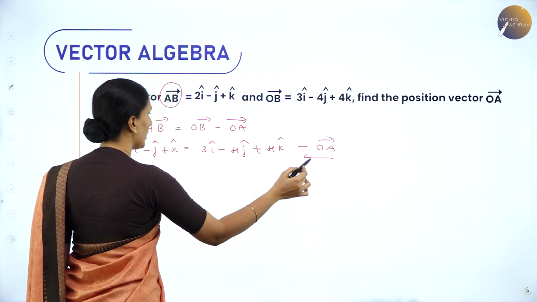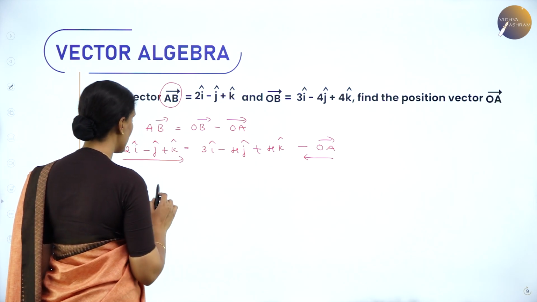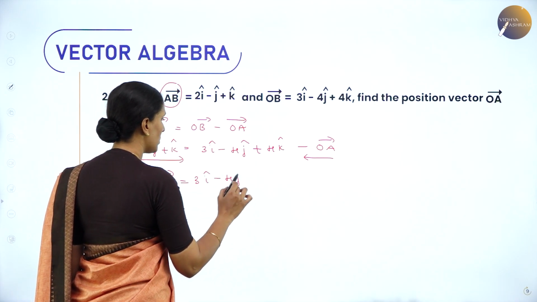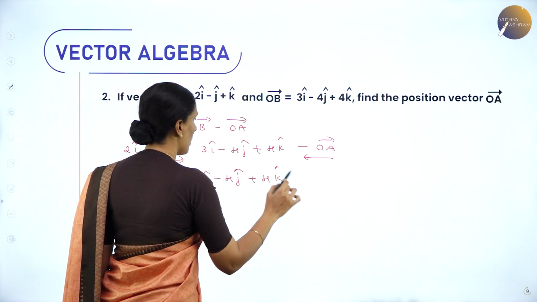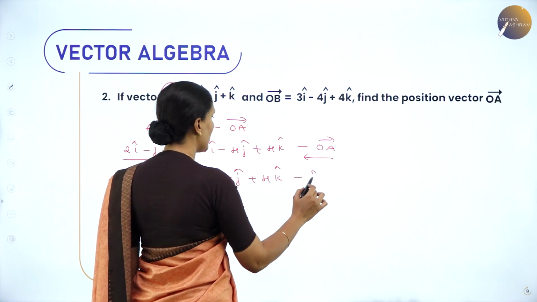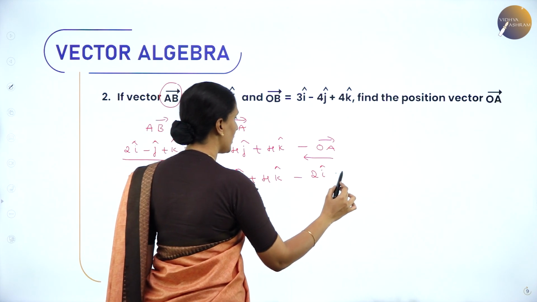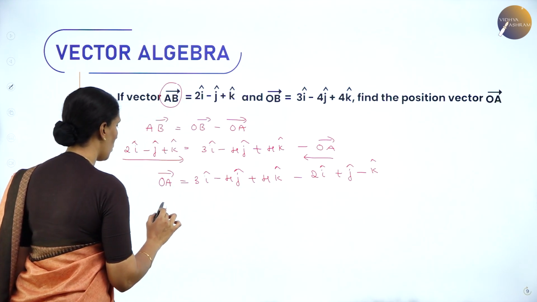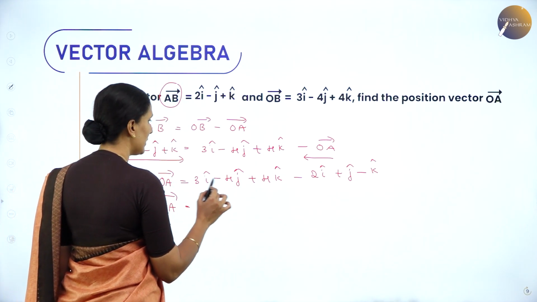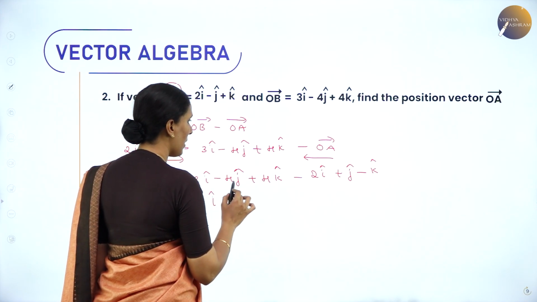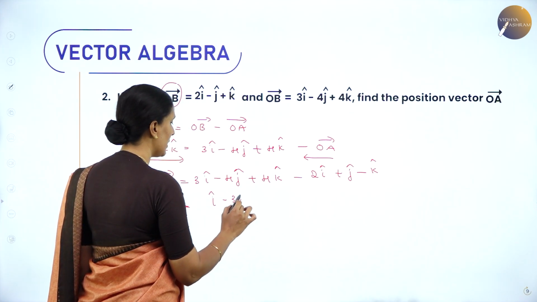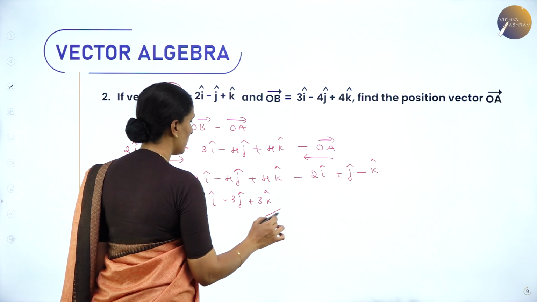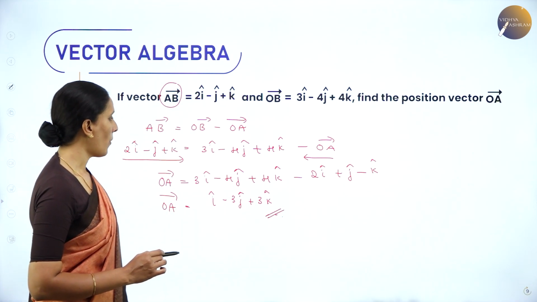So let me shift OA and vector AB to the other sides. Then OA is equal to 3i minus 4j plus 4k minus this vector. So it is minus 2i, minus of minus j is plus j, minus of plus k is minus k. Now vector OA is equal to 3i minus 2i, which is i, minus 4j plus j is minus 3j, and 4k minus k is plus 3k. So this is the position vector of point A.